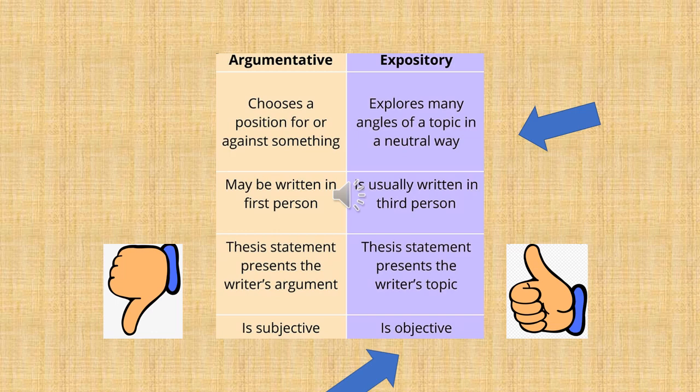It is usually written in third person. There's a thesis statement that presents the writer's topic. It is objective, meaning it doesn't have any dog in the fight. It's not attempting to obscure its thesis statement with any sort of opinion. So words to avoid because they tend to persuade would be wonderful, great, good, ideal, terrific, exceptional, awesome, right? Any word that seeks to qualify the subject matter you're choosing to write your essay on.